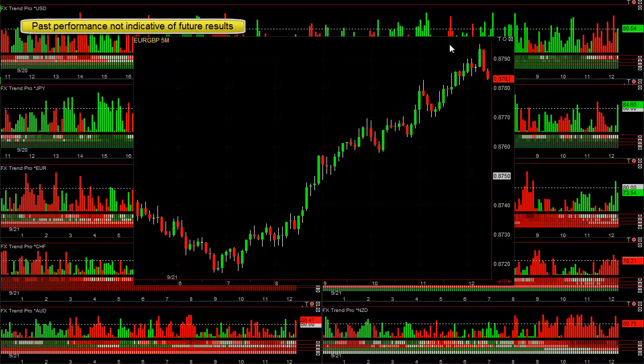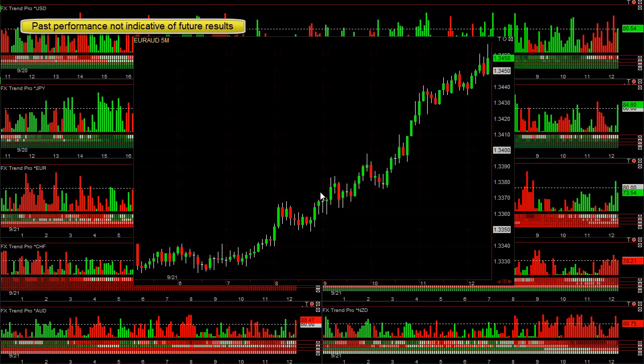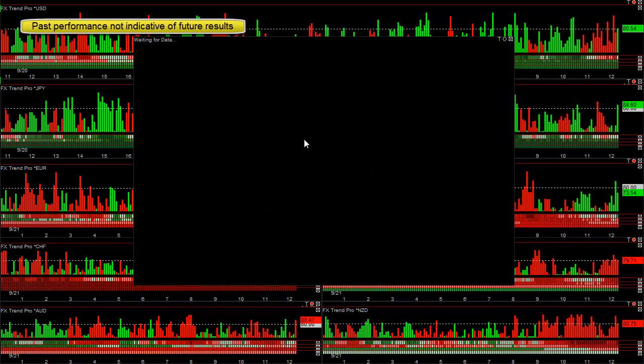The Australian was also weak today, so you're going to see a Euro Australian also go up a lot. And you can also go down to a range bar to find a couple trades on charts that regular 5-minute bars don't give you.